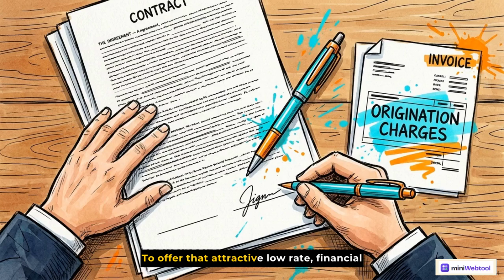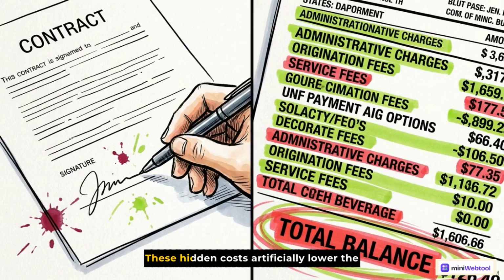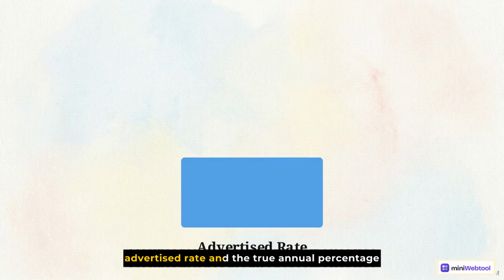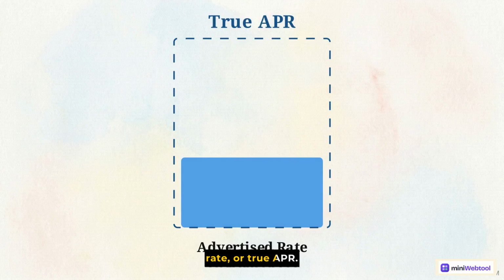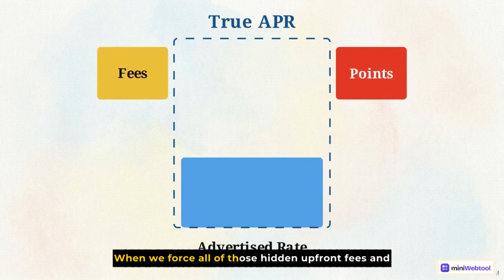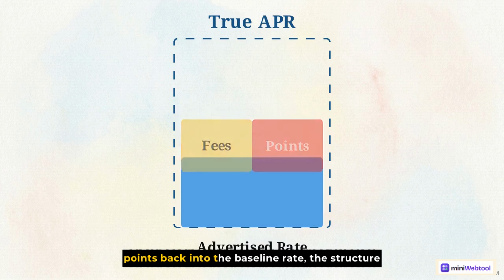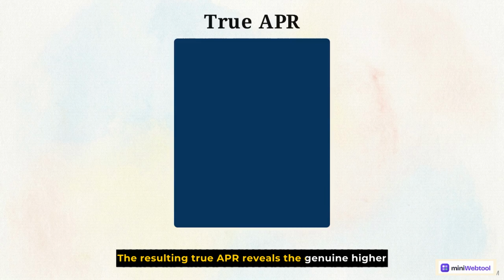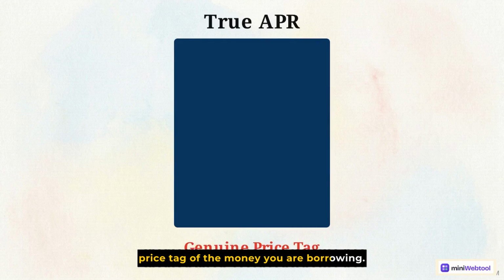To offer that attractive low rate, financial institutions often require you to pay upfront origination charges and discount points. These hidden costs artificially lower the advertised percentage, securing your signature while quietly inflating the total amount of money you actually owe. This visual illustrates the difference between an advertised rate and the true annual percentage rate, or true APR. When we force all of those hidden upfront fees and points back into the baseline rate, the structure expands. The resulting true APR reveals the genuine higher price tag of the money you are borrowing.